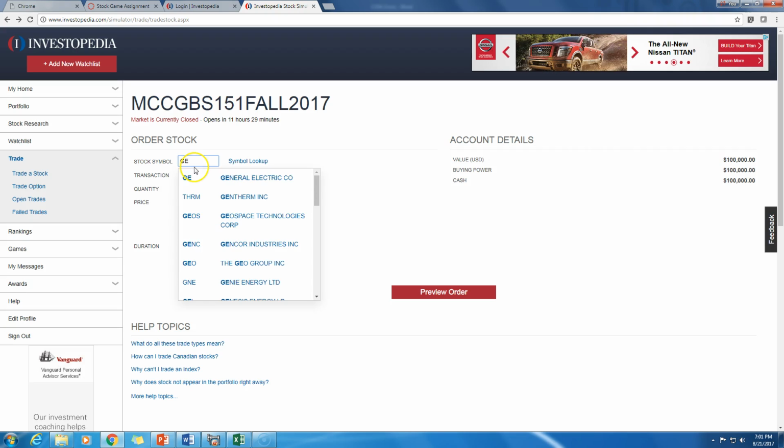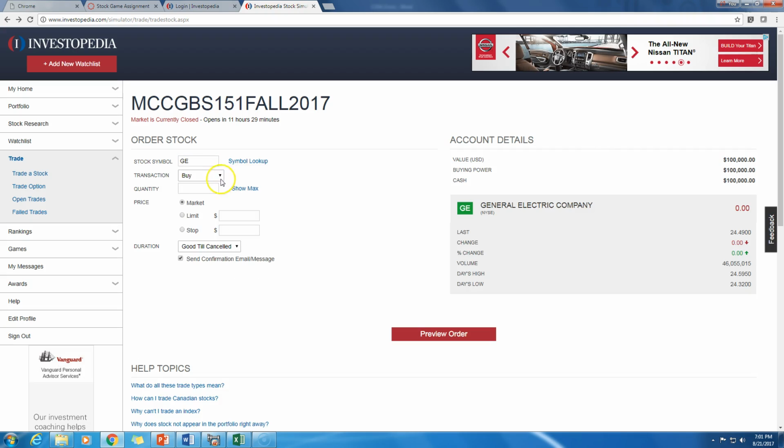I want to buy General Electric. And let's say I want to buy 300 shares of GE stock. I want to buy it at the market price. I could limit the order. I could limit the amount of money I'm going to spend on the stock. I could stop it after a certain dollar amount. But I'm just going to keep this order open until it's canceled.